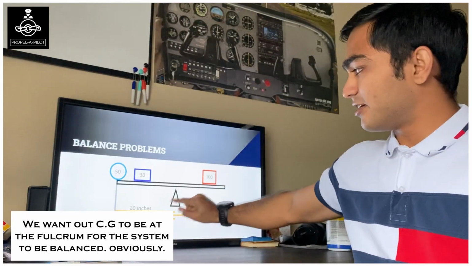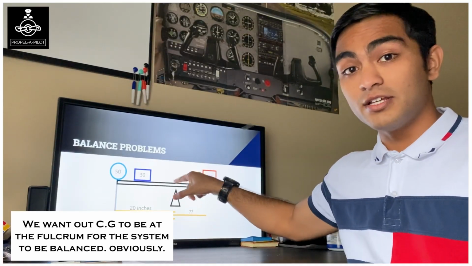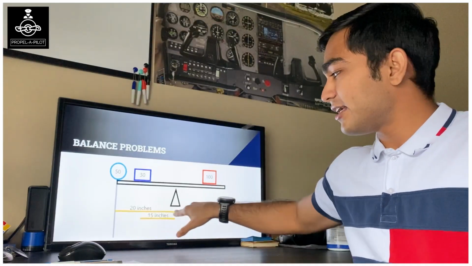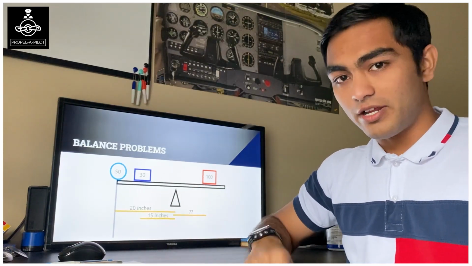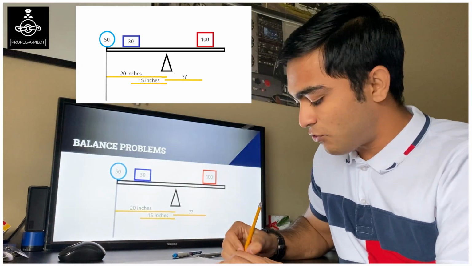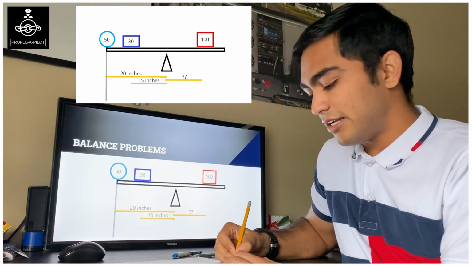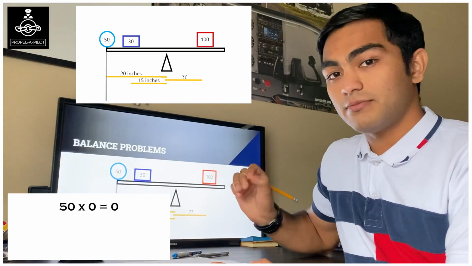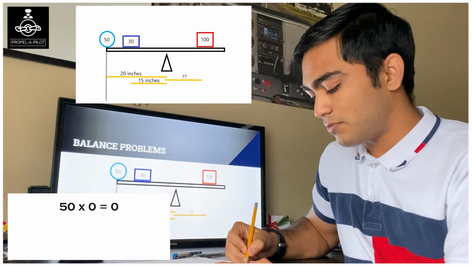We still want our CG to be at the fulcrum. But for the CG to be at the fulcrum, the arm of the CG is now no longer 0. The arm is 20 because that is the distance from the reference datum. Alright, so let's get our equations together. The first equation will be for the 50-pound weight. The 50-pound weight is at the reference datum. Hence, the arm of the 50-pound weight would be 0. So 50 times 0, we get a moment of 0.